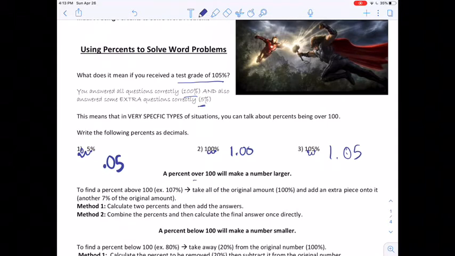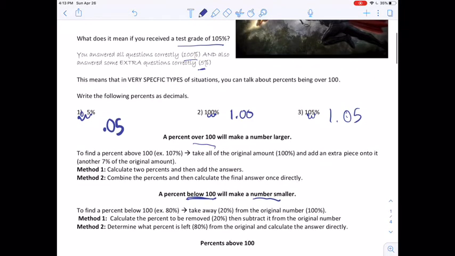So we have to remember that a percent over 100 will make a number larger, versus a percent below 100 would make a number smaller. So we're going to learn 2 different ways to calculate percents over and under numbers. To find a percent above 100, for example, 107%, you're going to take all of the original amount, which is 100%, and add the 7% extra to that original amount. So the first way is to calculate the 100% and the 7% and add the answers. And the second way is to combine the percents and then calculate the final answer once.